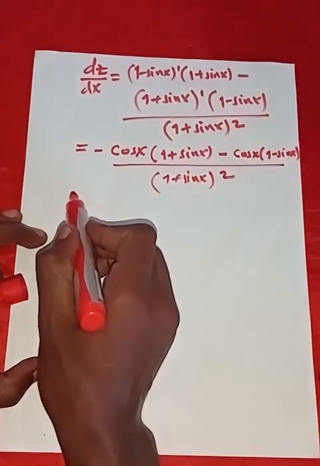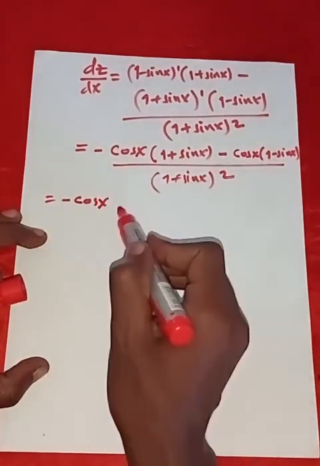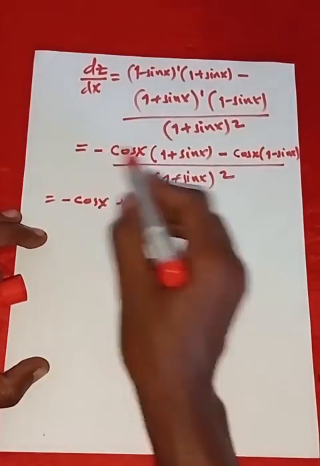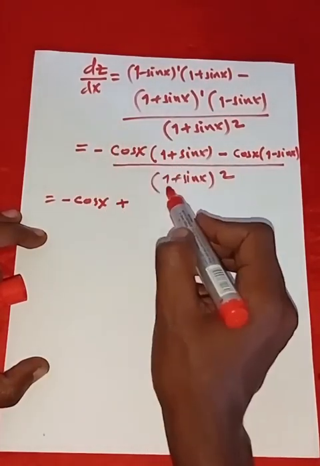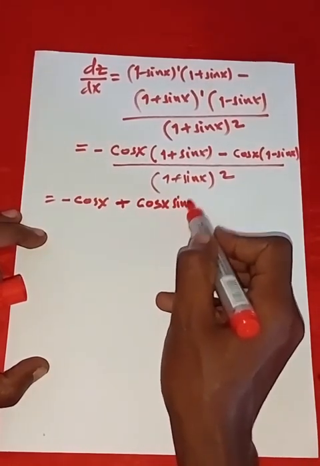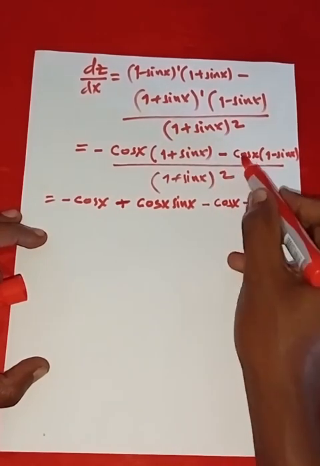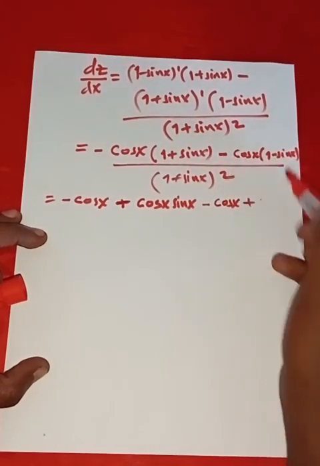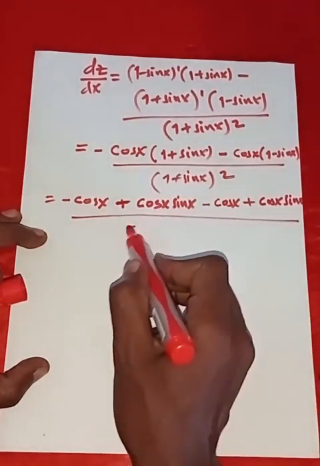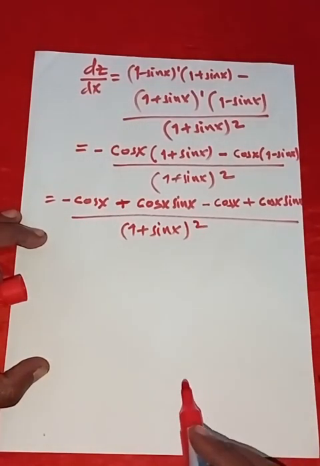I think this is still clear. If we multiply these, it is negative cos x plus, because negative times positive is negative, negative cos x sine x, minus cos x plus cos x times sine x, because negative times negative is positive, cos x sine x, over the whole 1 plus sine x square. Now it is clear, I think.